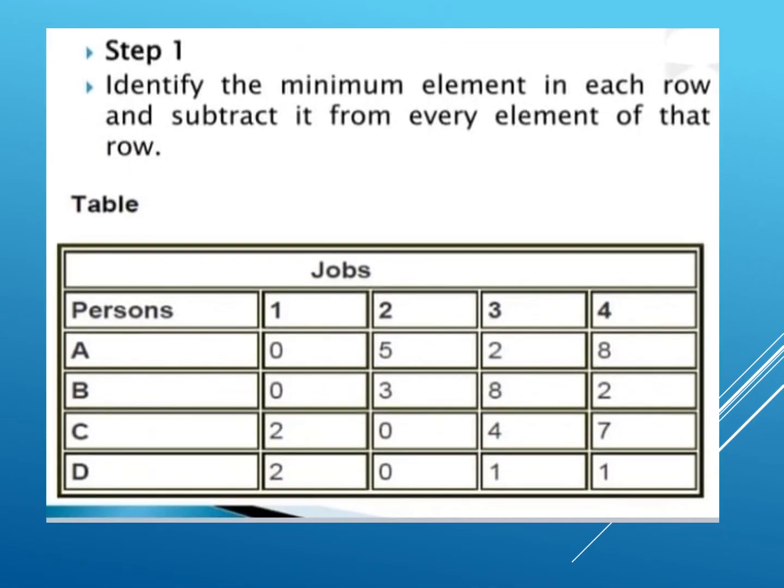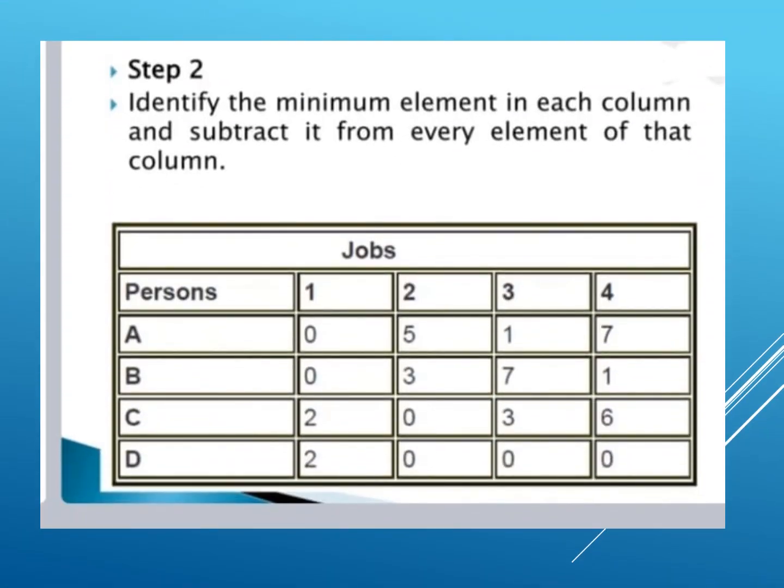First step, identify the minimum element in each row and subtract it from every element of that row. We have this table. Next, identify the minimum element in each column and subtract it from every element of that column. We get this table.